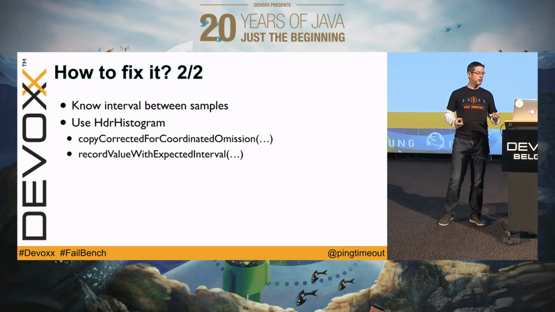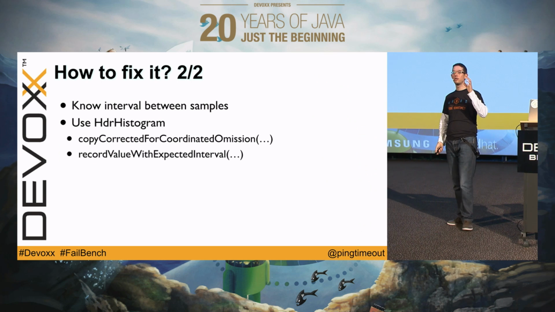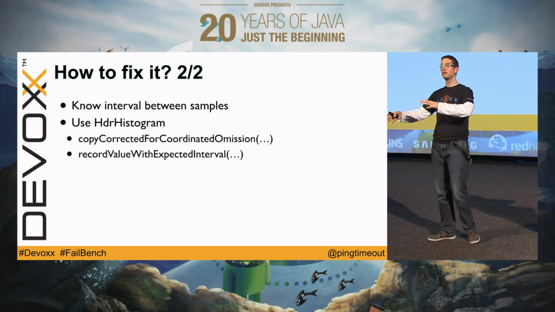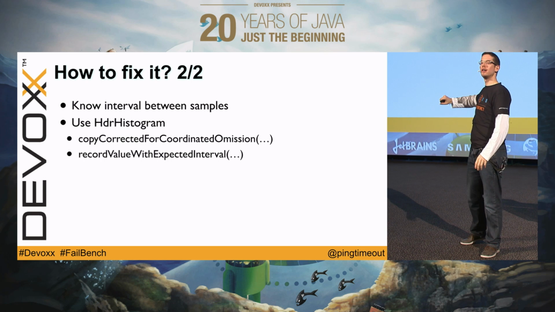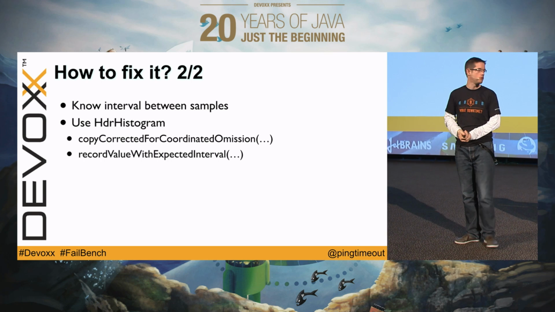There is another fix. I can use HDR histogram, provided I know the interval between my samples. And I have two methods here that I can use.